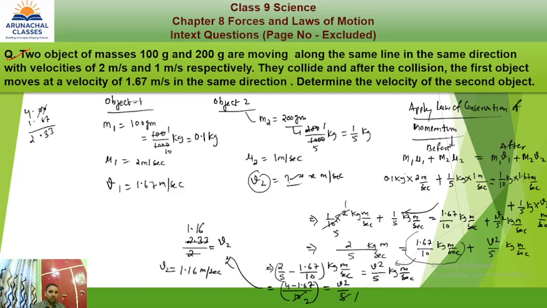That is the v2 velocity, the final velocity for object 2. So this way we need to solve this question. Hopefully all the students will understand about it.